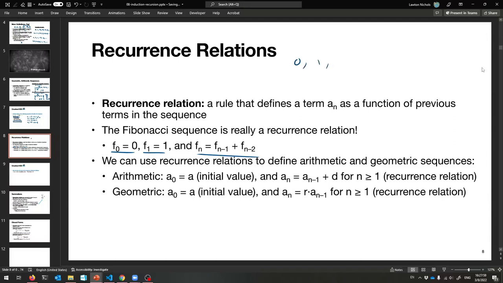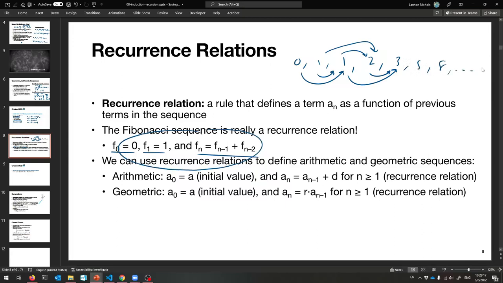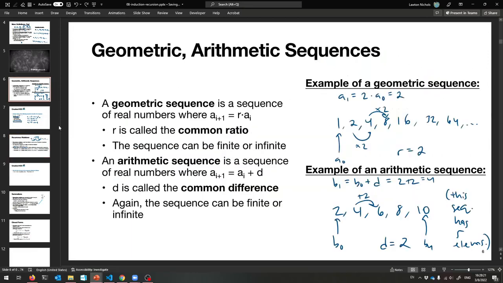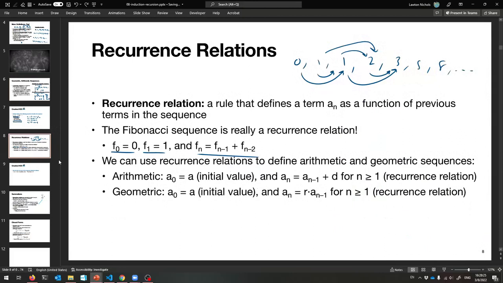So you can use the previous elements in a certain way, with a rule, to get the next element. So 0 and 1 give you the 1, you add them together. 1 and 1 give you the 2. 1 and 2 give you the 3. Isn't that neat? Then 5, then 8. This is a rule to make the sequence. It's called a recurrence relation. It doesn't fit any of the geometric or arithmetic sequence definitions. It's a bit more general, but still cool.